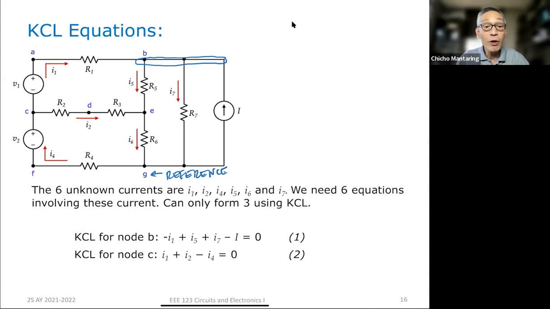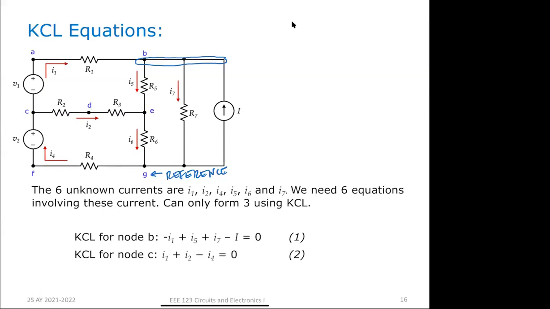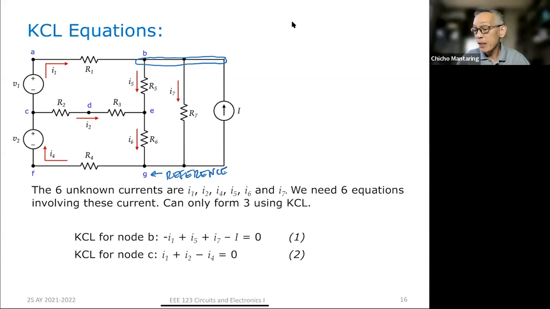Okay. And then for node D, can I call on Ces Santiago? Node E, sorry. For node E, what is it? I5 plus I2 is equal to I6. Okay, I5 plus I2 is equal to I6. Or minus I5 minus I2 plus I6 is equal to 0.